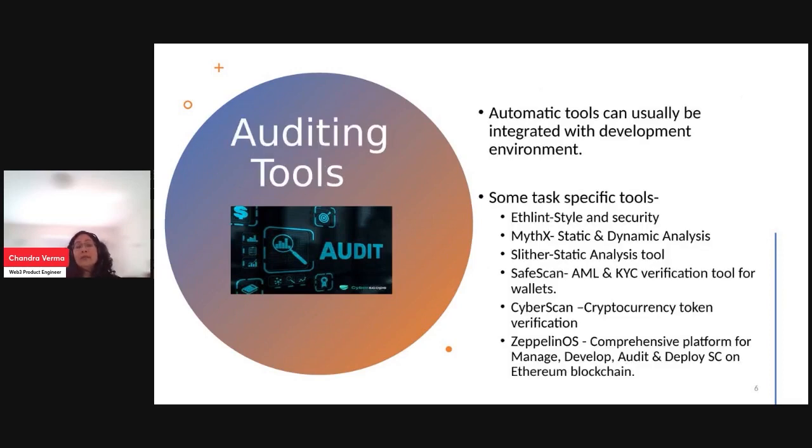What are some auditing tools? There are many tools in the market, and these tools are very versatile. They can easily be integrated with the development environment. So in VS Code, you can just add on some tool and you can audit your code, and it generates the report in easy English-like language, and you can do your auditing.